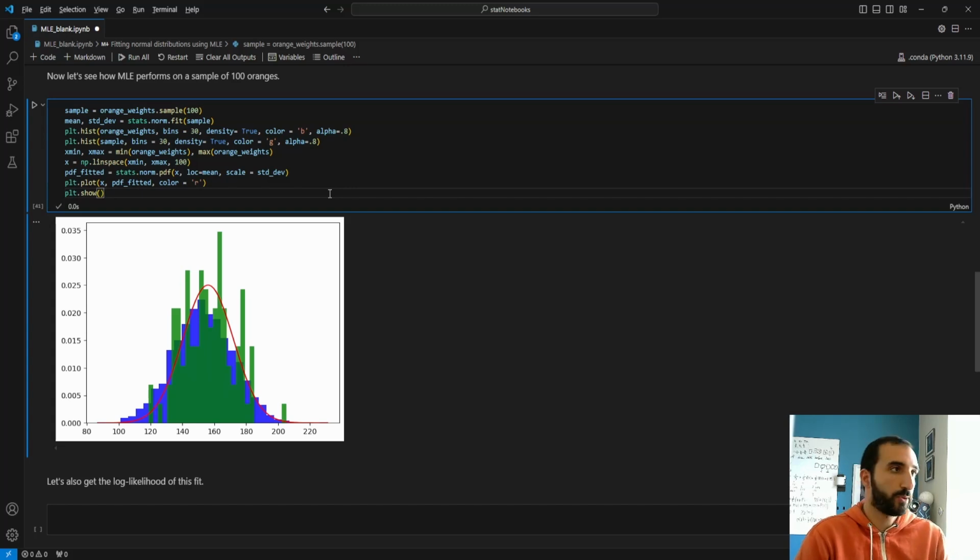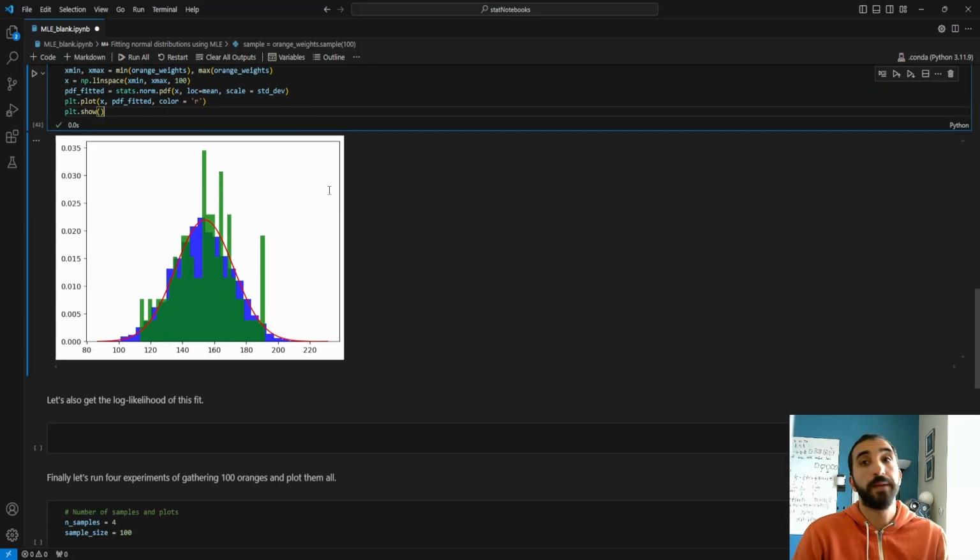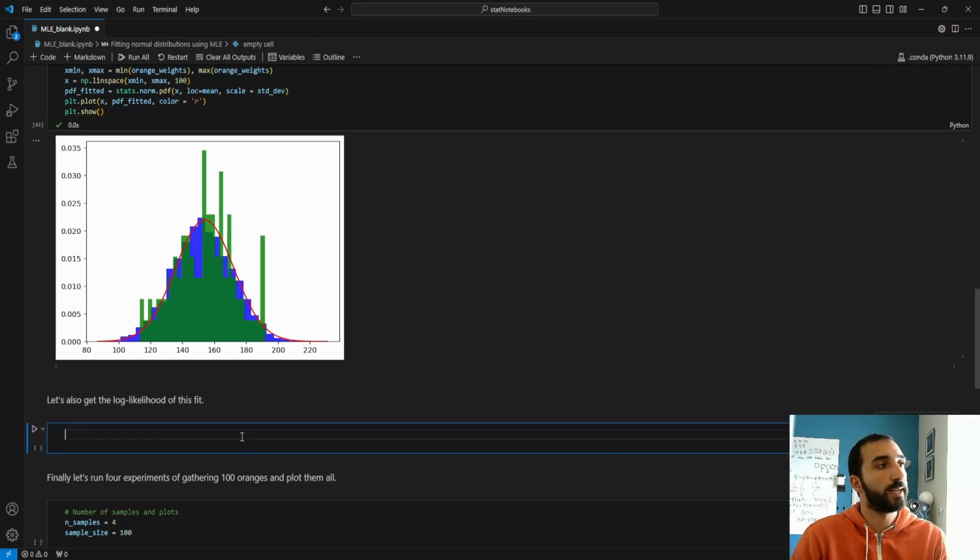And with 100 samples, we could run this a couple times, and well, the third time came out really well, but all of them gave us very good information as to the underlying population. Okay, now, as we mentioned before, this curve is fitted using maximum likelihood. So you maximize either the likelihood or the log likelihood. So let's just go ahead and see how you could get the log likelihood of this fit.